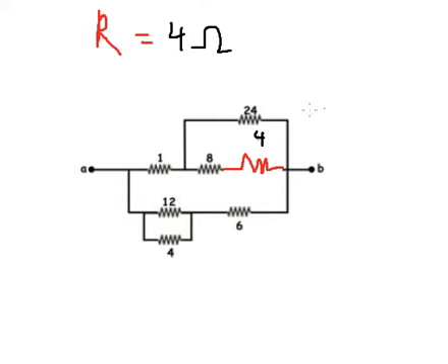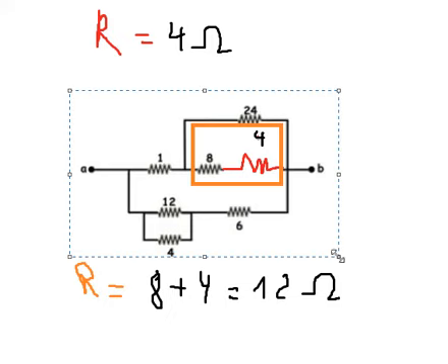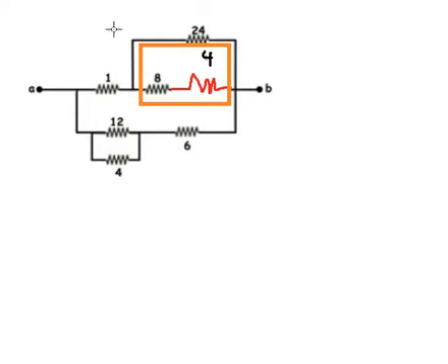Now let's go to the next one. I will put the orange. We see that 8 and 4, this is in series. So we can calculate the orange in here. That should be 8 plus 4, and we got 12 ohms. So in this situation, I will change again. So this one right now, we can put 12.